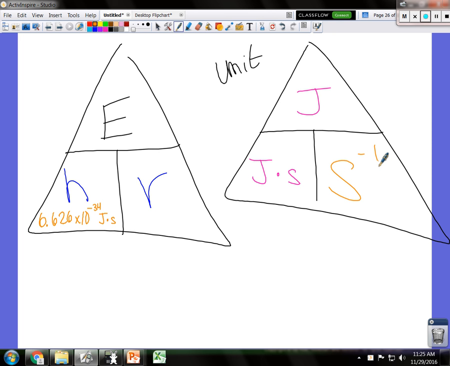S to the negative first. And it's exactly what we did a minute ago. We said the frequency unit is S to the negative first. And for the second time again, I'm not asking you to understand why it's to the negative first or inverse. Just accept it.